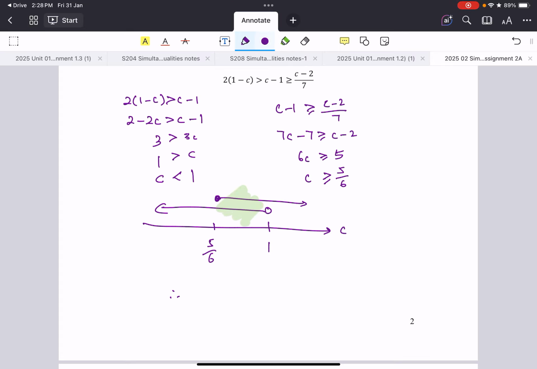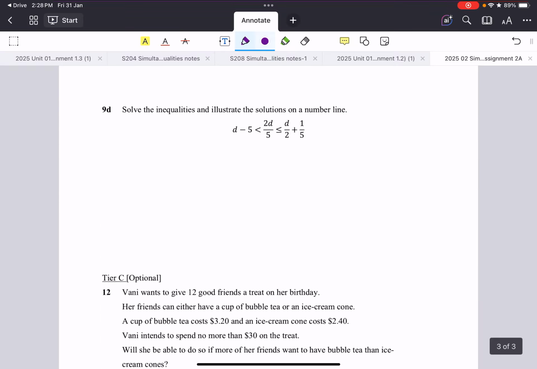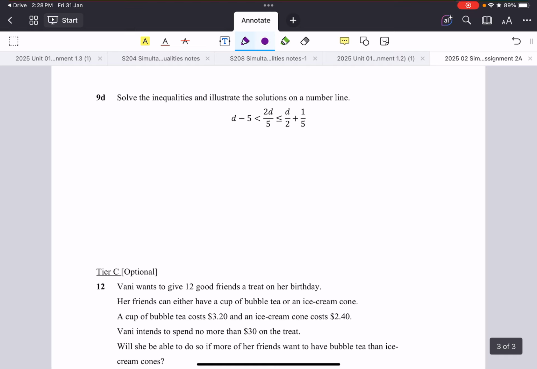Therefore, C is in between 5 over 6, can be equals, and 1. All right. Very quickly, solve the inequality and illustrate the solution on a number line.